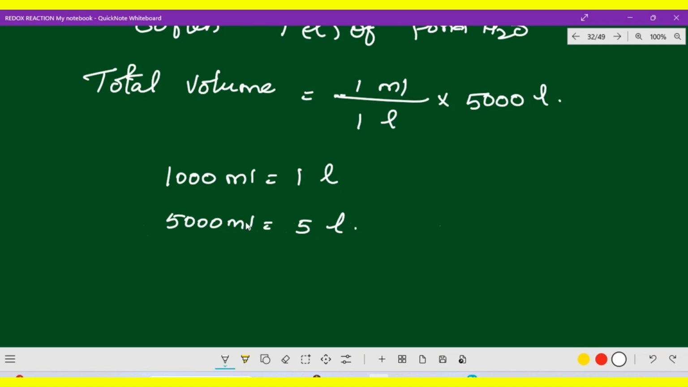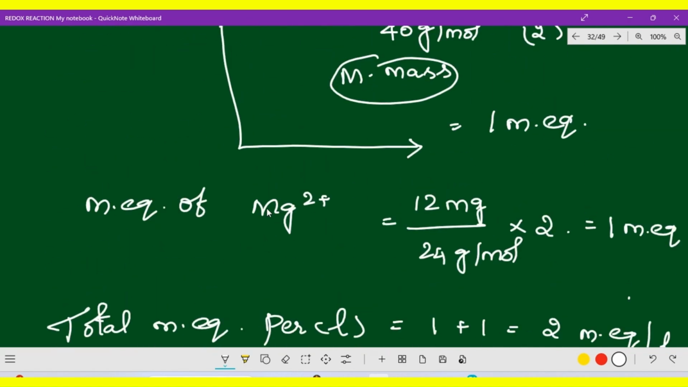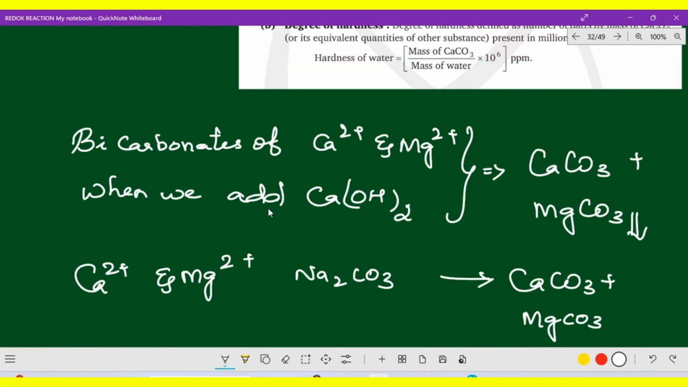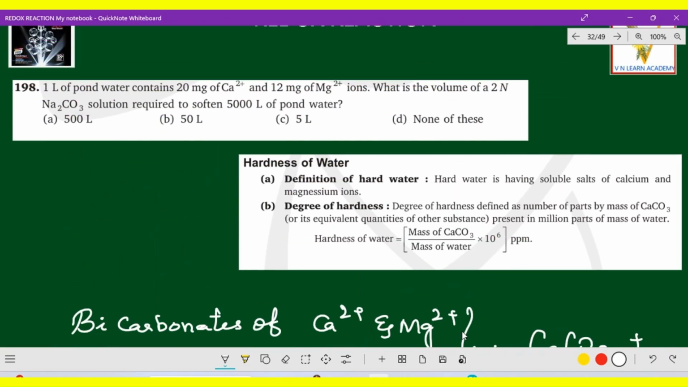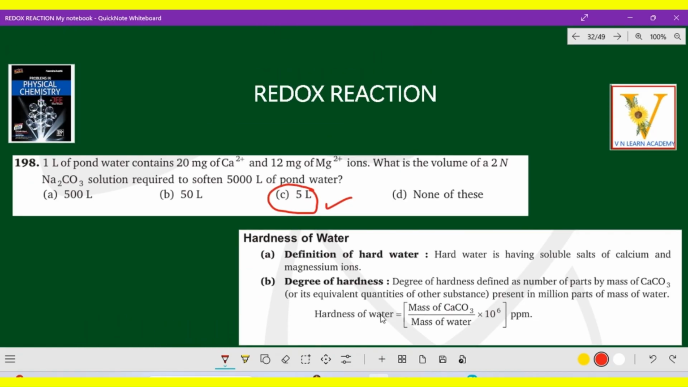Now let us check the answer here. Yes, the answer is 5 liter, available in the options. I hope you got the clarity about this question and this trick also. Please remember this trick. Come on, let's go to the next question.